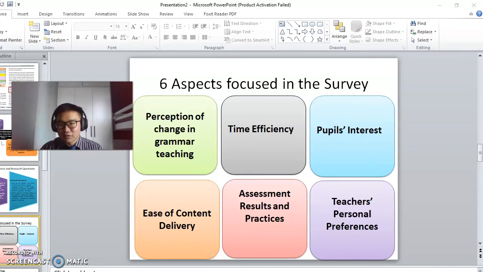The 6 are: perception of change in grammar teaching, whether they agree or do not agree on the change; time efficiency of the grammar teaching method; interest in the class; ease of content delivery when using the said strategy; assessment results and practices in the classroom; and teachers' personal preferences. What are their thoughts on grammar teaching as a whole?